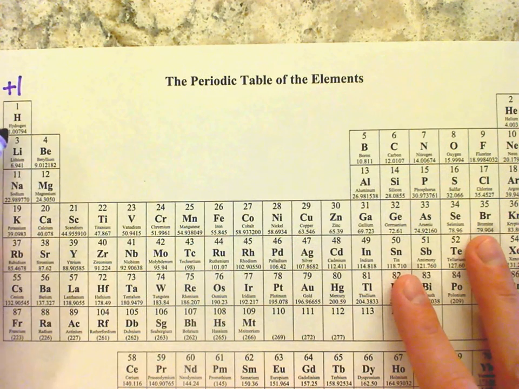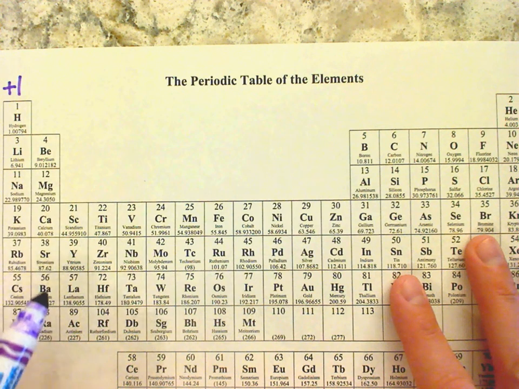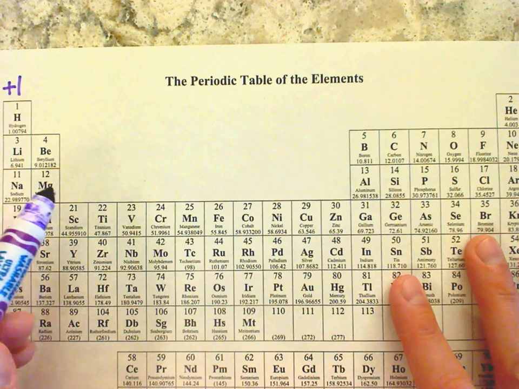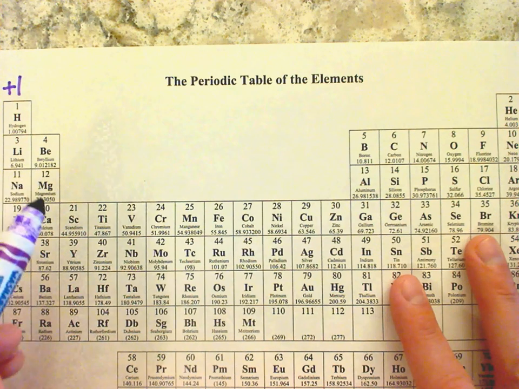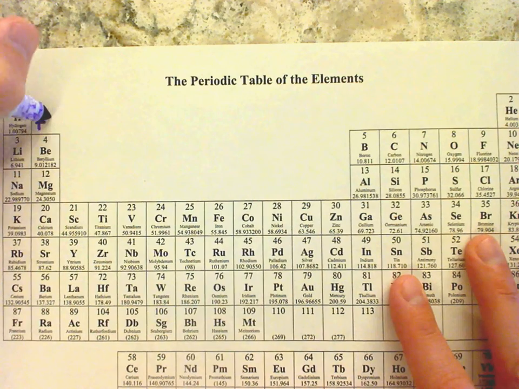If we hop over here, this column, when you draw these diagrams out like we did, I think we did magnesium, what you'll see is they're going to have 2 extras in their outermost shell. So this column, all of those atoms have a +2 charge.